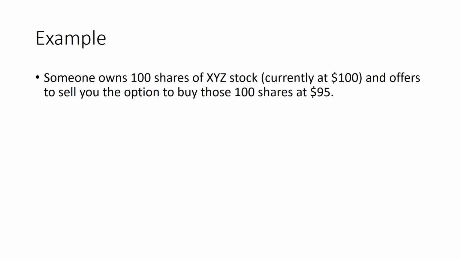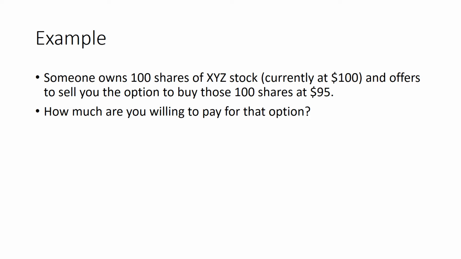Let's look at an example. I think this is the best way to really look at this and figure this out. So let's say that someone owns 100 shares of XYZ stock, which is currently at $100, and offers to sell you the option to buy those 100 shares at $95. So how much are you going to pay for that option? Well, obviously there's some things you need to know first.